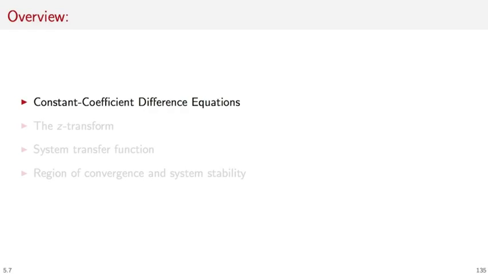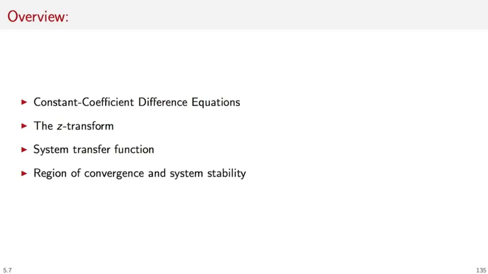We will find out that the most general type of linear time invariant filter is described by a constant coefficient difference equation. And in order to analyze these equations, we need a new mathematical tool that goes under the name of Z-transform. With the Z-transform, it will be very easy to derive system transfer functions, and from the system transfer function, we will know whether a system is stable or not.